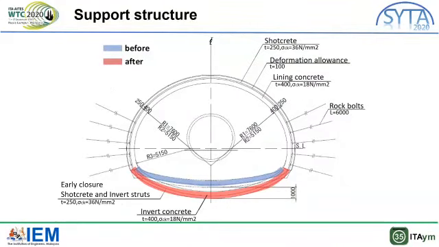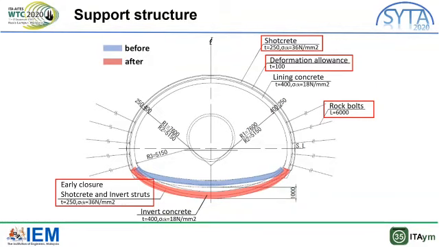This slide shows the redesigned support structure. The thickness of shotcrete is 215 millimeters, and the compressive strength is 36 Newton per square millimeter. The length of rock bolt is 6 meters. A deformation allowance of 100 millimeters is provided to ensure the required inner cross-section after deformation. To restrain the deformation, early closure of the tunnel section is conducted by installing the shotcrete and invert struts.